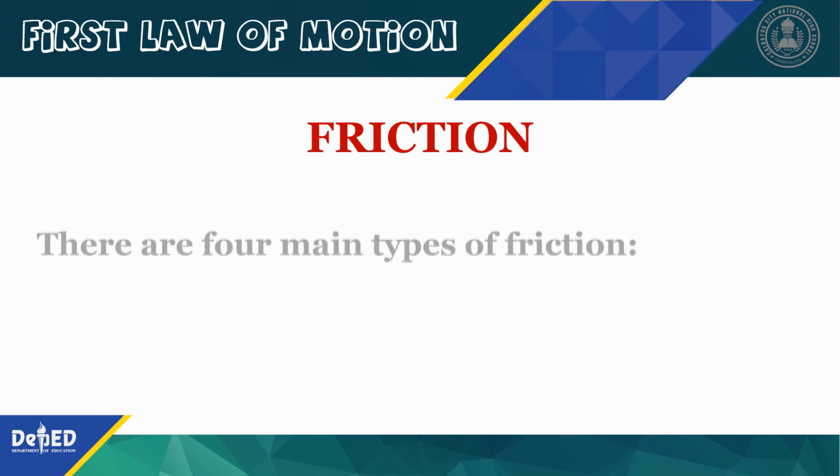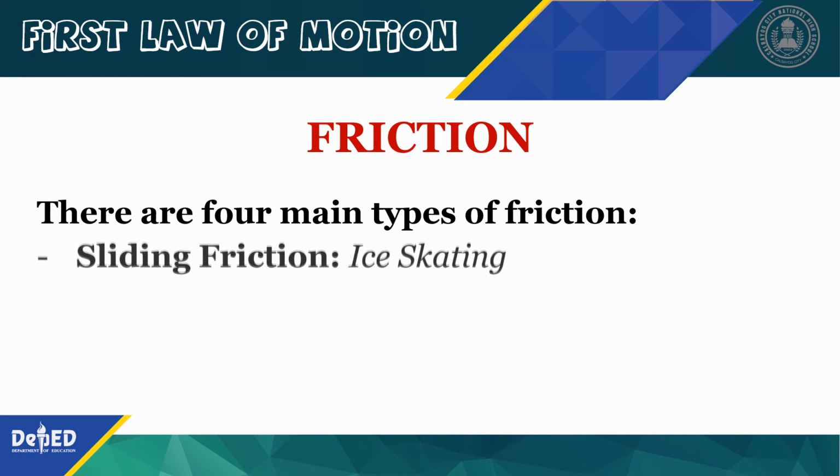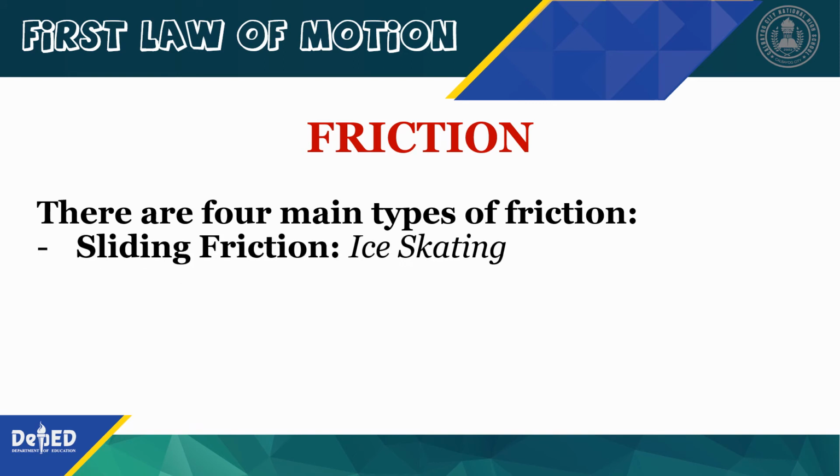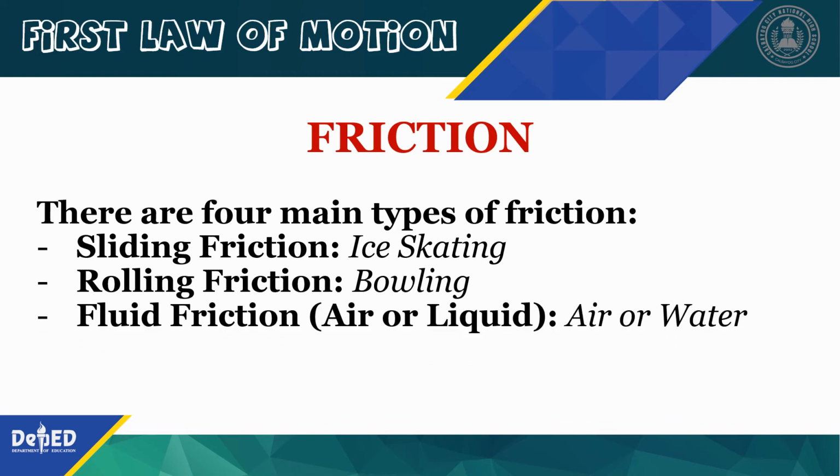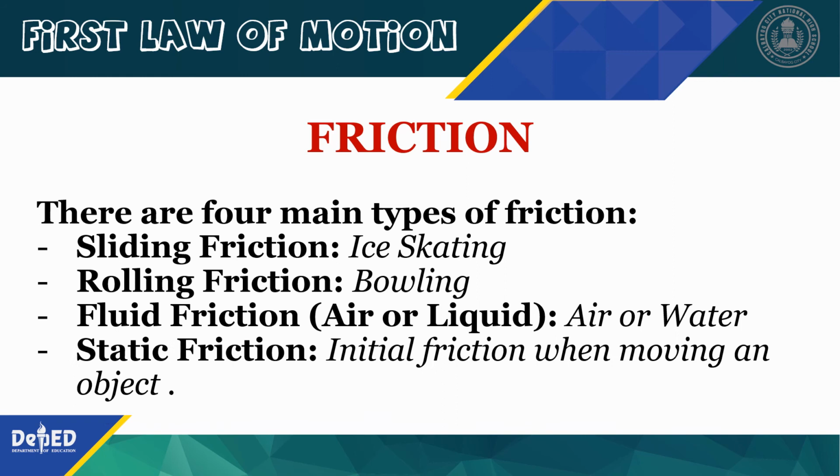There are four main types of friction. The first one, we have sliding friction, for example, ice skating. The second one will be rolling friction, for example, bowling. The third type is fluid friction, for example, the air or water. And the last one, we have static friction, which is the initial friction when moving an object.